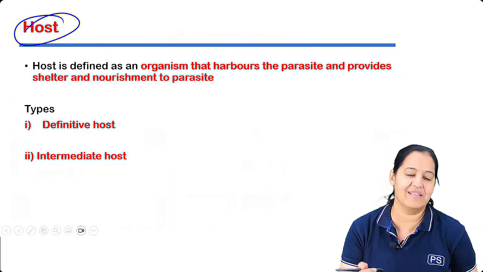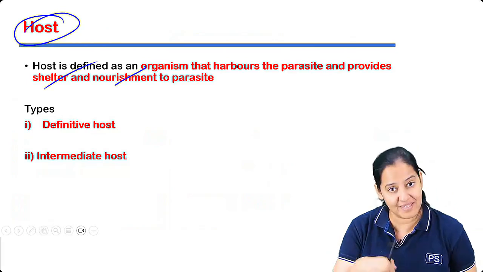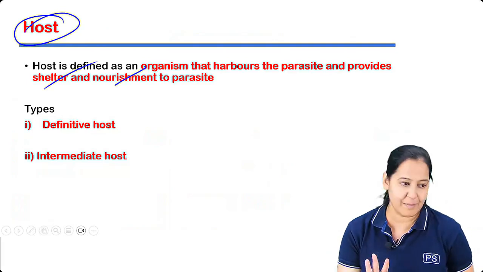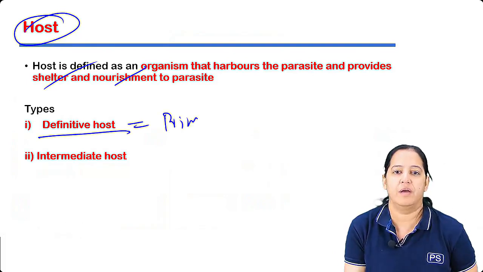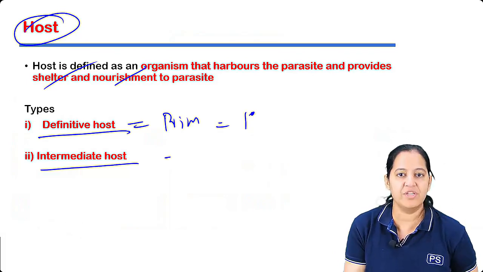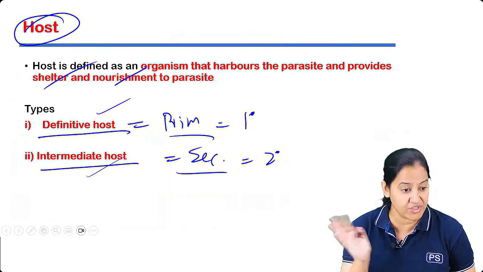A host is an organism on which the parasite is residing and getting two things, the nutrition and the shelter. In return, the parasite is giving the disease to the host. We all know that. There are two types of host. Definitive host, also known as primary host, and intermediate host, also known as secondary host. So you must understand what is definitive and what is intermediate before starting the chapter.